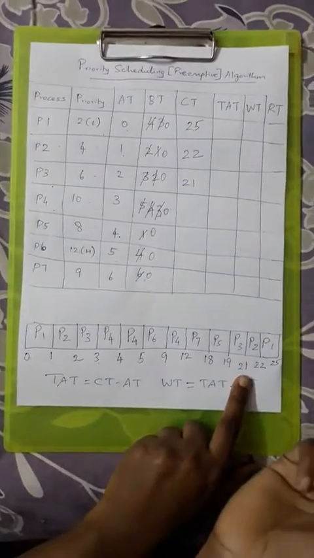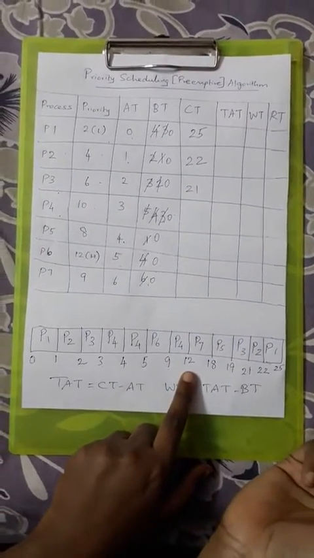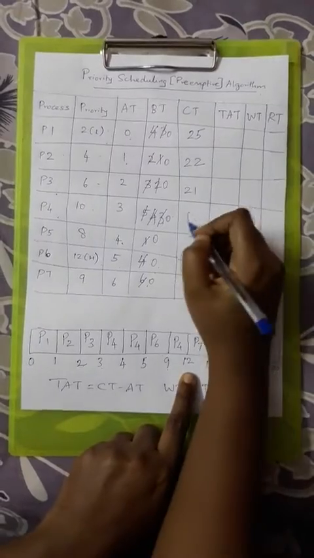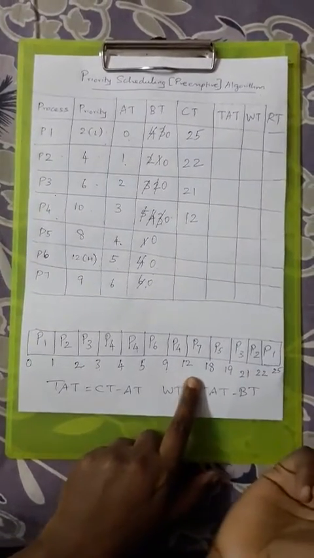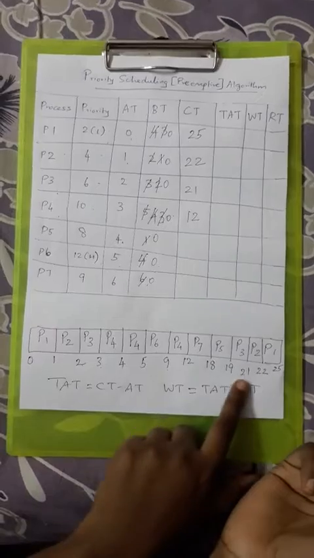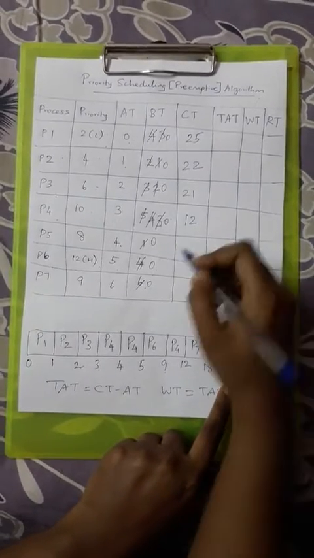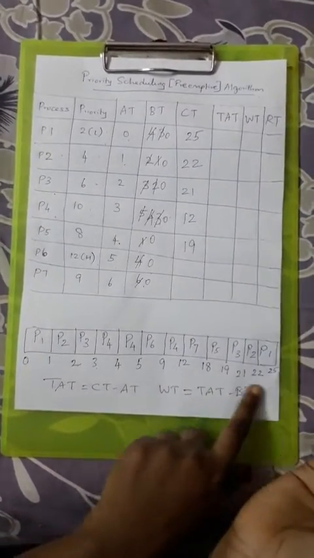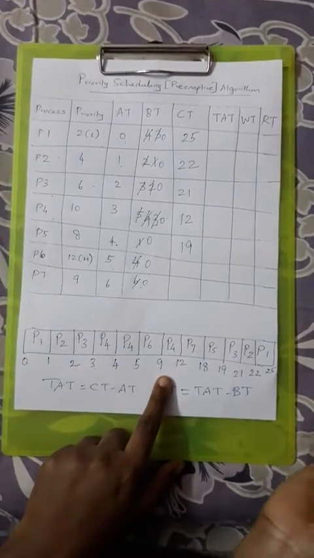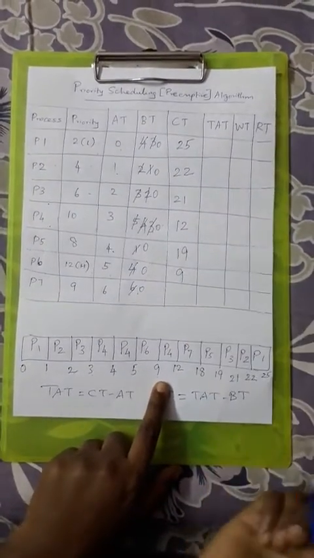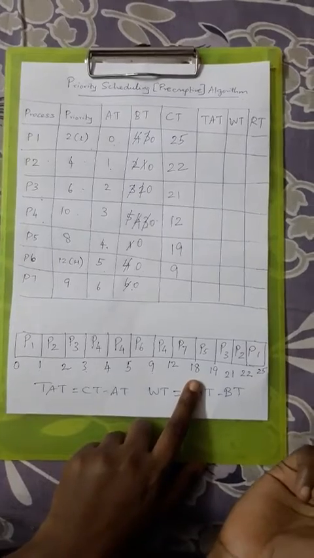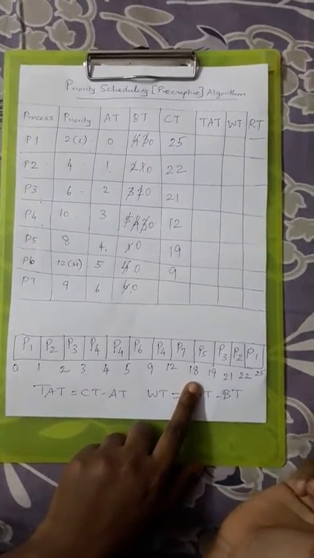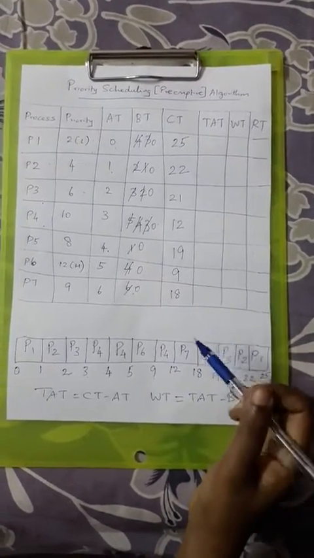21. Then P4 has completed its execution at the 12th millisecond. P5 has completed its execution at the 19th millisecond. Next, P6 has completed its execution at the 9th millisecond. Next, P7 has completed its execution at the 18th millisecond. Thus, we have computed the completion time.